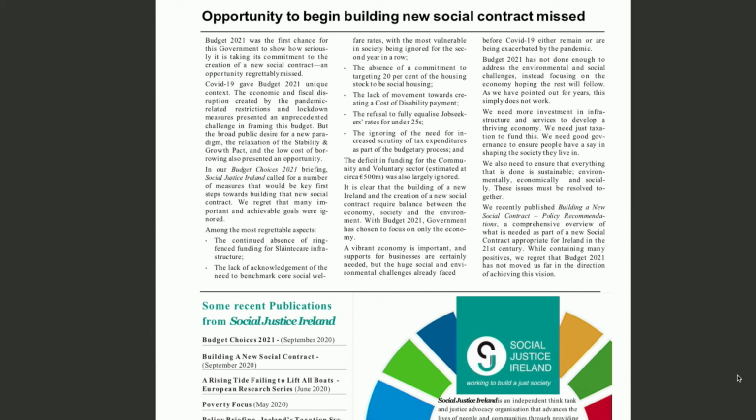At the moment, we have 7% of our housing stock as social housing. The European average is 20%. I can't understand how we think we're going to solve it by keeping it at that level. The lack of movement also needs to be highlighted towards creating a cost of disability payment. This is an important part of a new social contract, and it's not moved towards at all in this. The refusal to fully equalise job seekers' rates for under 25s is another issue. And there are quite a number of others.